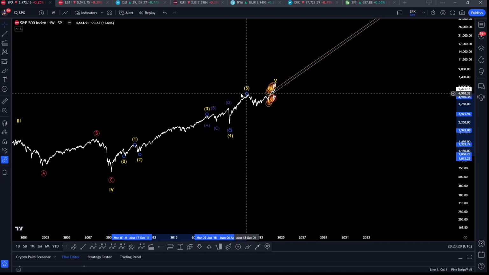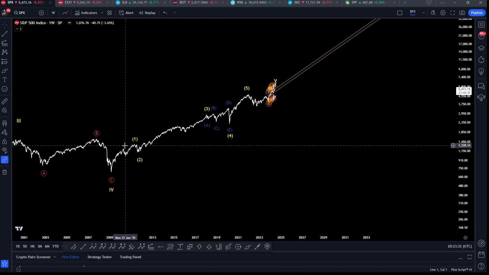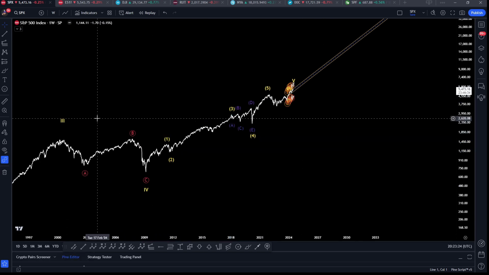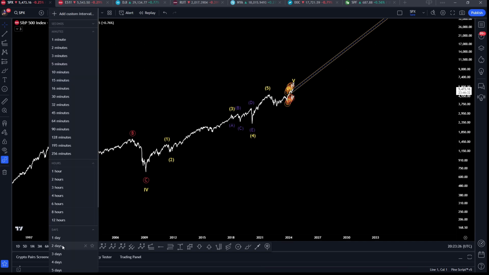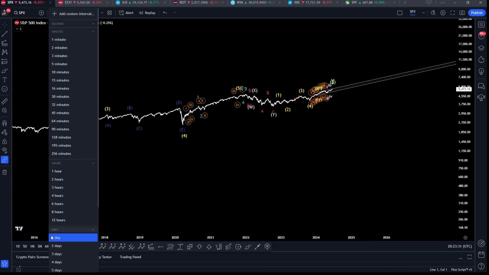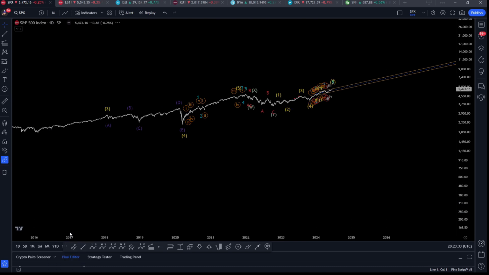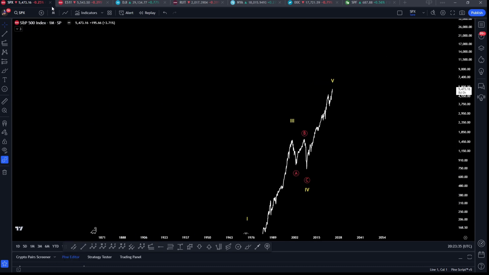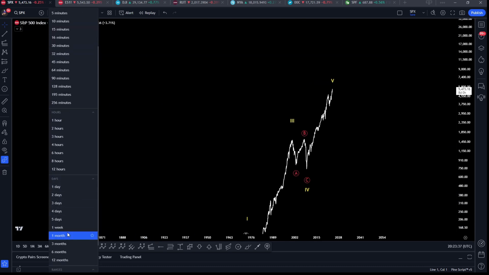Apologies. I'm missing labels. Where are my larger degree labels? I'm missing the ones that go here. Why am I missing those? I don't know. Let me see here. Little glitch in the system here. Daily. Are they on my monthly chart? Is that where they're at? No. They're gone by accident somehow. Let me fix those.